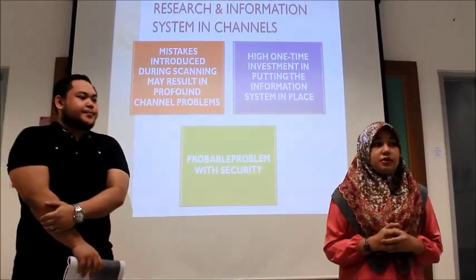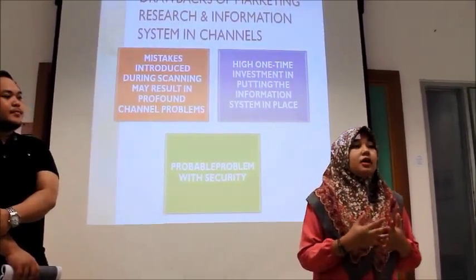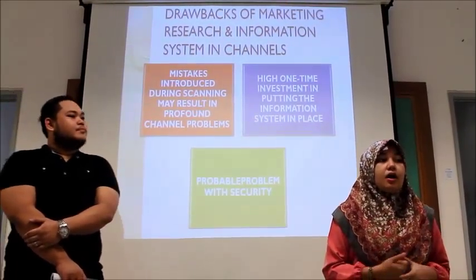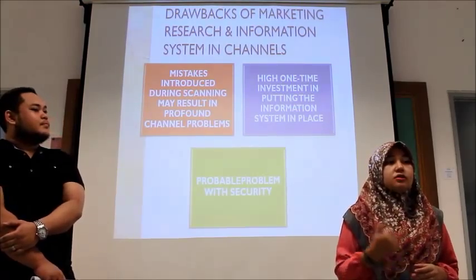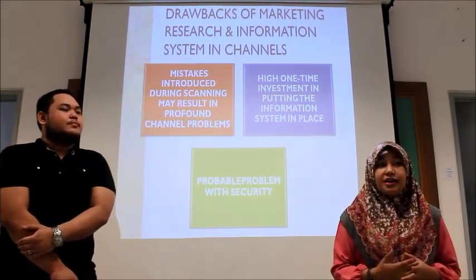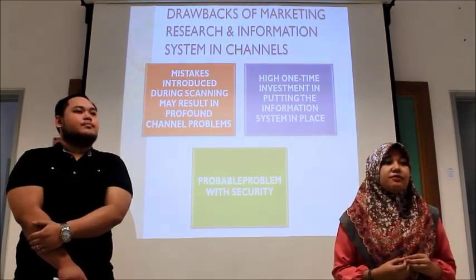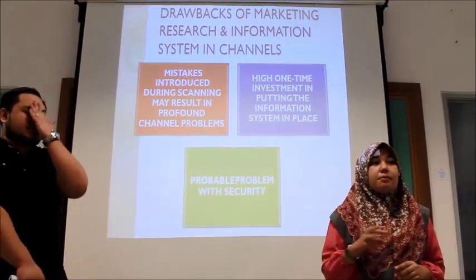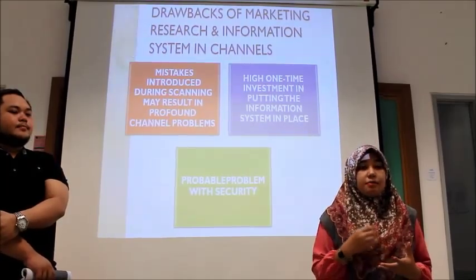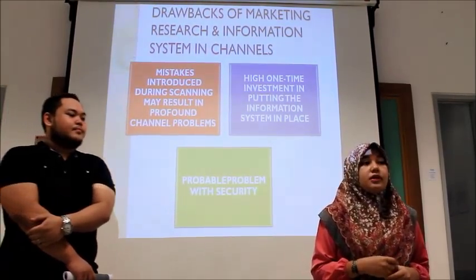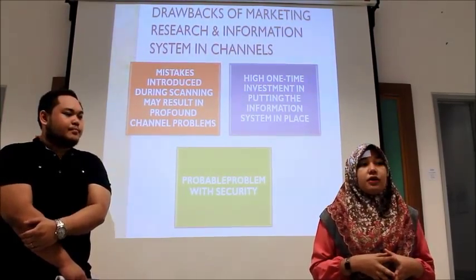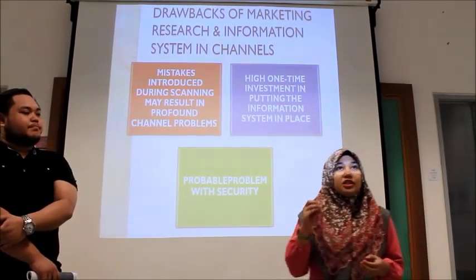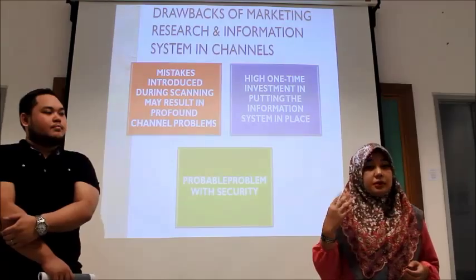The second one is high one-time investment in putting the information system in place. Information technology like EDI requires hardware, application and translation software. In addition, there is a need to identify the communication vehicle, and there must be some party organizing, managing, and controlling the data. All this involves high cost, especially at the initial stage of implementation.